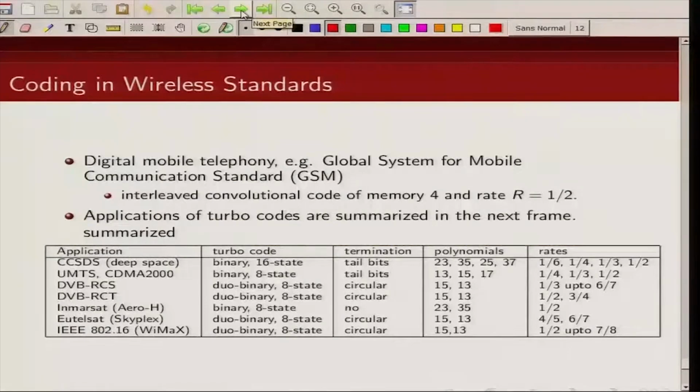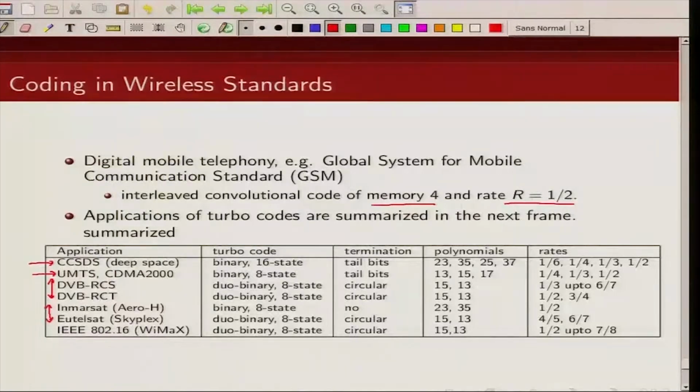So, GSM uses a convolutional code of memory 4 and rate 1/2, and in this table I have listed some of the applications of turbo codes in recent standards. Starting from the digital video broadcasting standard to the 3rd generation wireless standard to deep space exploration to satellite communication applications, and you can see there is this binary turbo code that we talked about.